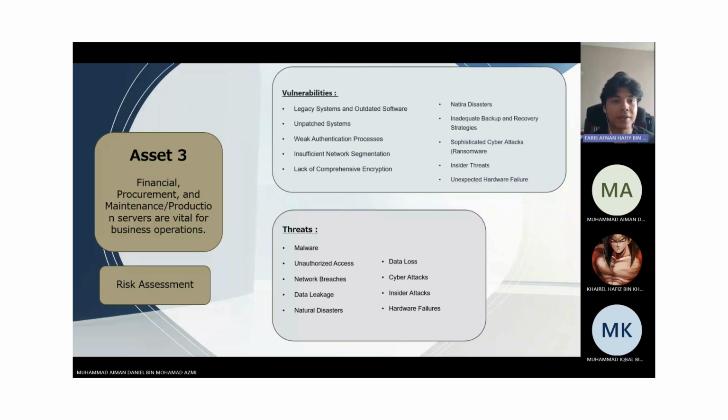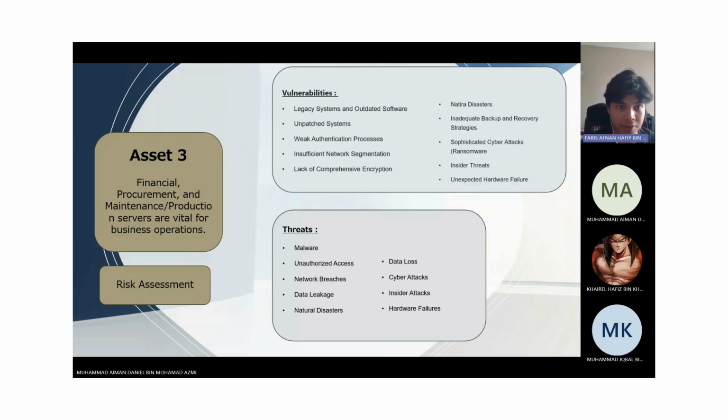Next, lack of comprehensive encryption. Data at rest and in transit is not adequately encrypted. Inadequate backup and recovery strategies. Existing strategies are not comprehensive enough to ensure quick recovery in case of data loss. Next is the insider threats. Employees may intentionally or unintentionally compromise security. Unexpected hardware failures are failures that could disrupt operations without warning. And lastly is the natural disasters. Events such as floods or earthquakes could physically damage your servers.